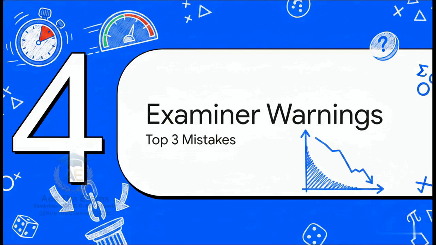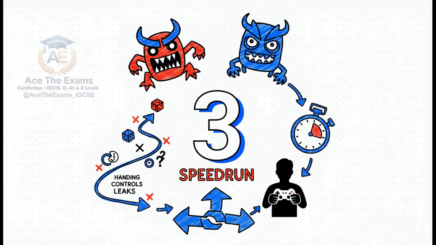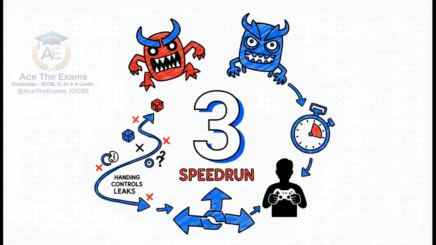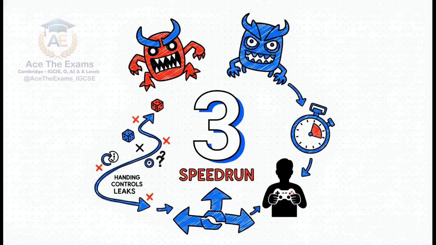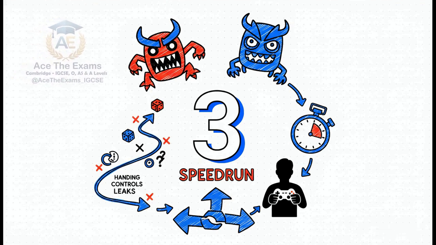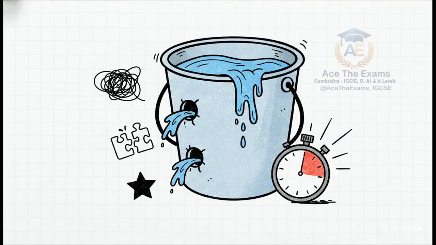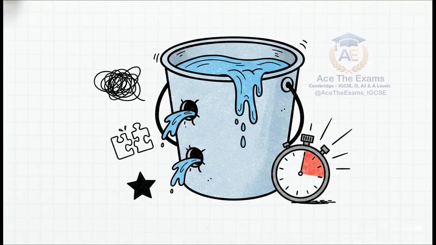Transitioning to Section 4, Top 3 Examiner Warnings. Listen up, because we are entering the danger zone. There are exactly 3 critical recurring mistakes repeatedly highlighted by the Cambridge Principal Examiners for Unit 5.3. These are the specific performance leaks that will destroy your mark velocity, and we need to patch them right now. I am handing the controls over to you right now for an interactive viewer time trial.